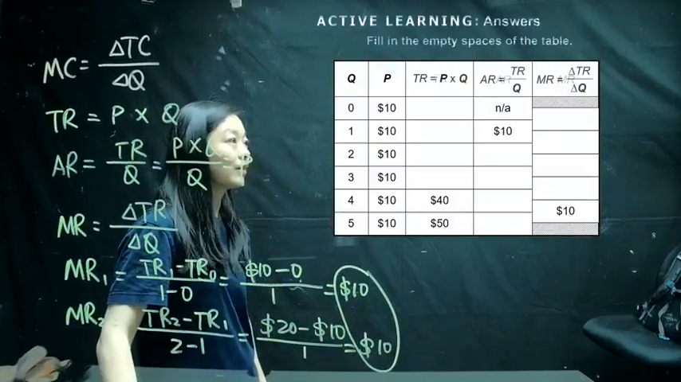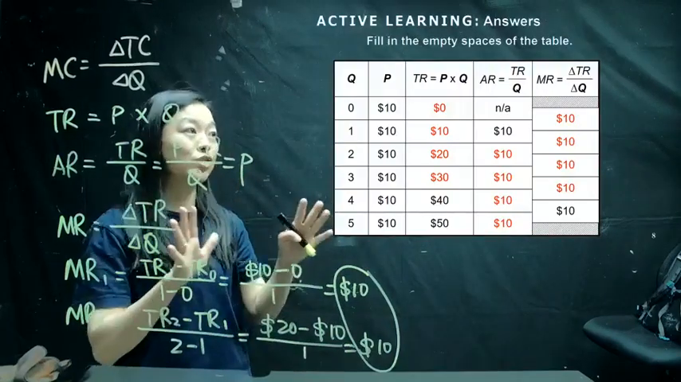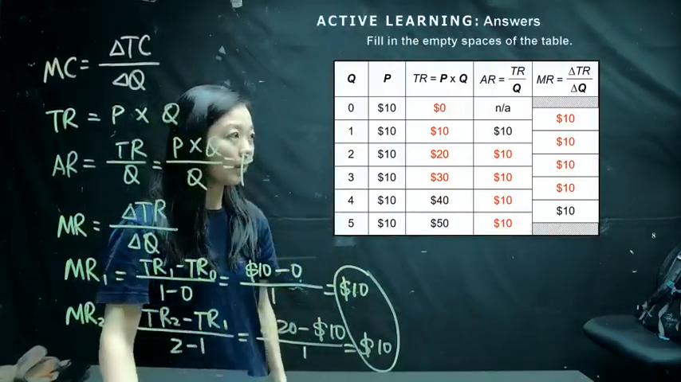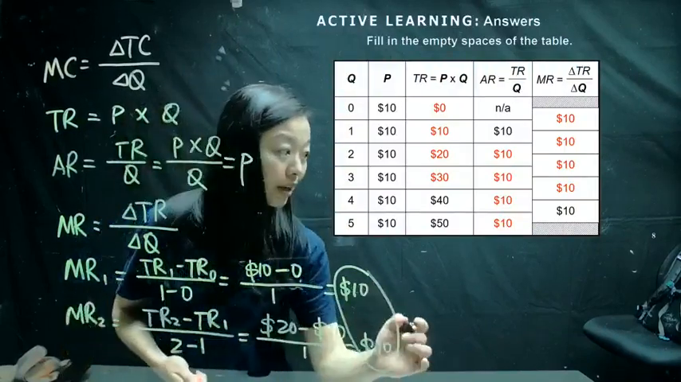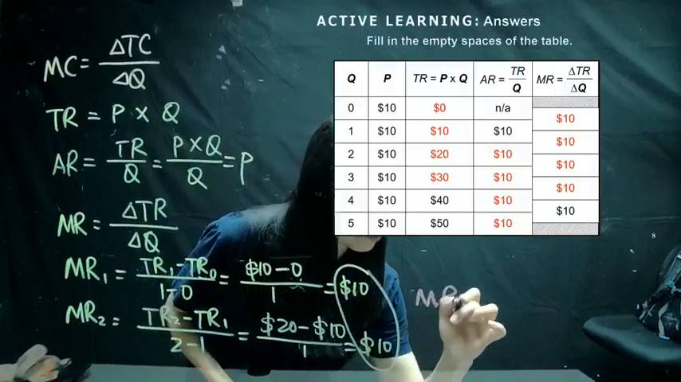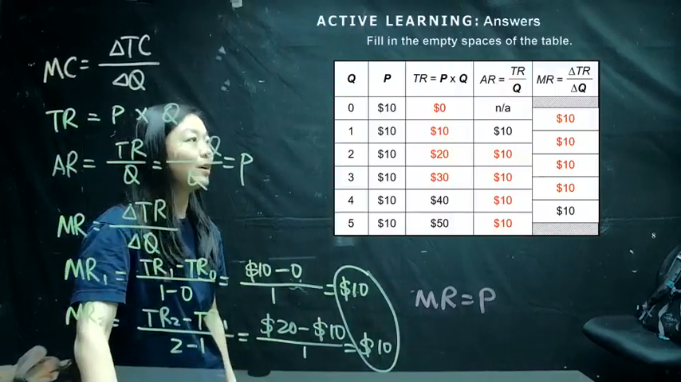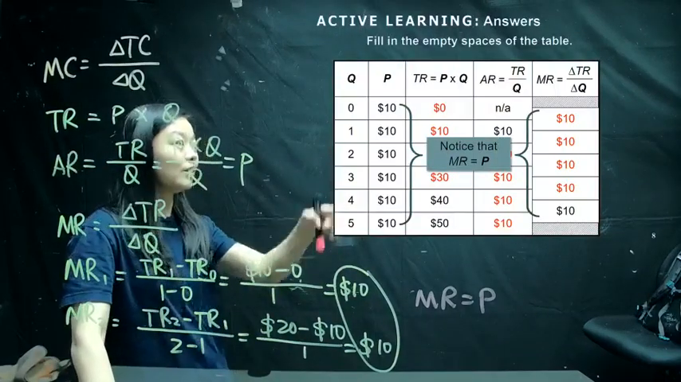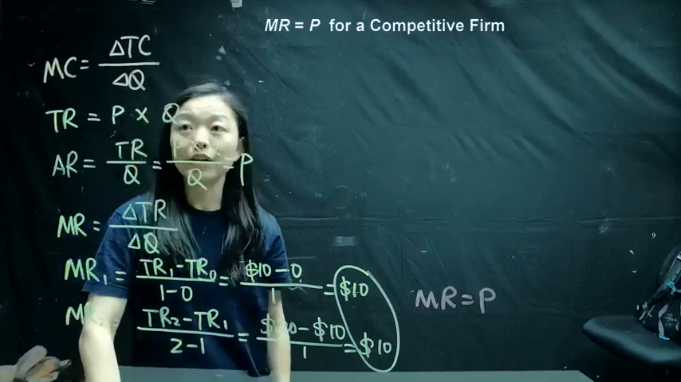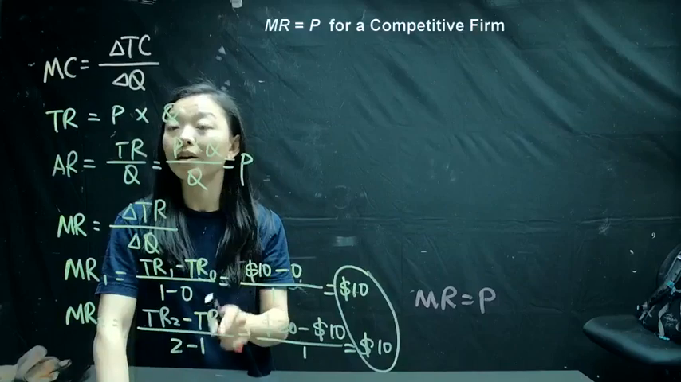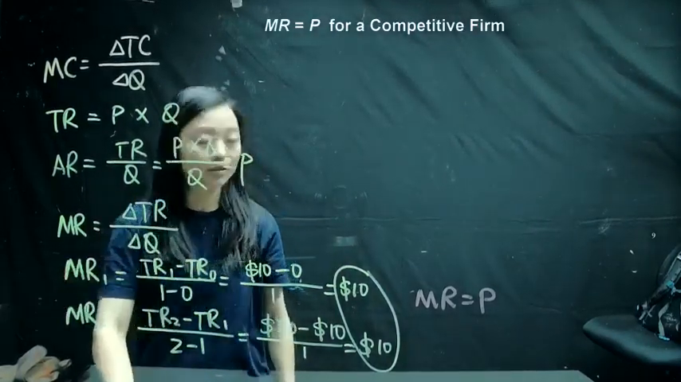So this is what we can compute, and we can finish this table. You can notice that in perfectly competitive markets, marginal revenue equals price. Now let's move on. Marginal revenue equals price is only true for perfectly competitive markets. It cannot hold if we are in other market structures.